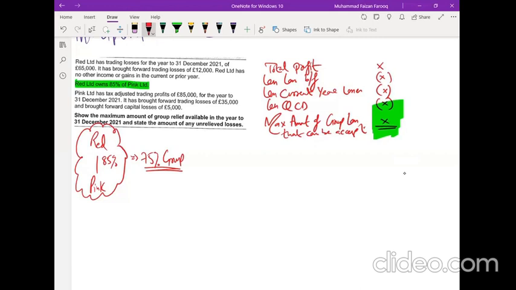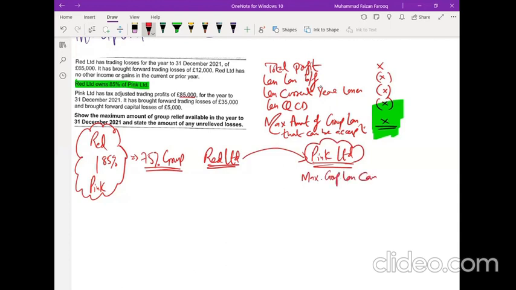First of all, we are talking about Red Limited. Red Limited incurred a loss, right or wrong? Yes, it incurred a loss. And Pink Limited is a company which has a profit, right? Red Limited is shifting its loss to Pink Limited, so Pink Limited is the one which is going to accept the loss. So we are going to calculate the maximum group loss Pink Limited can accept.